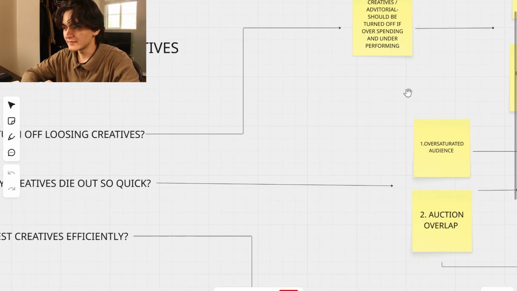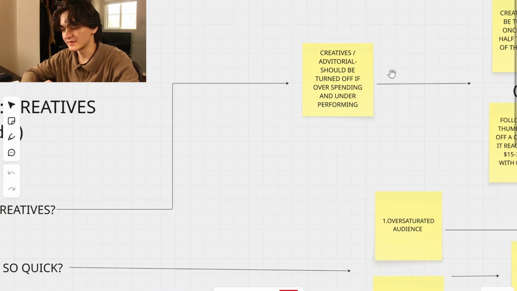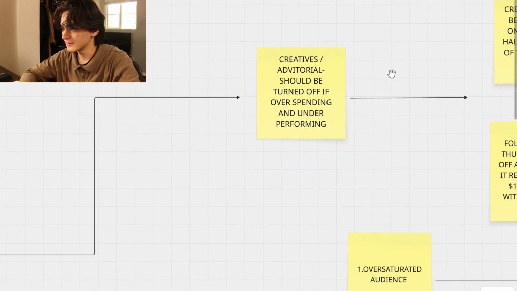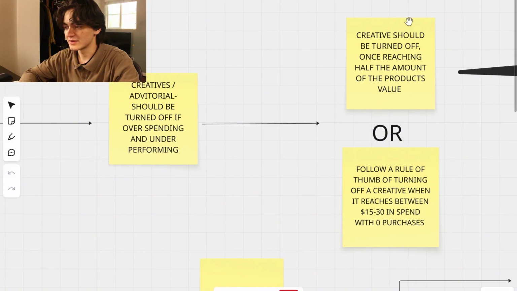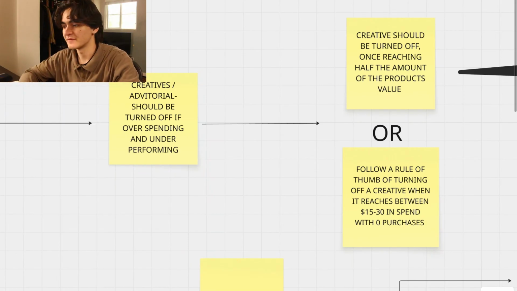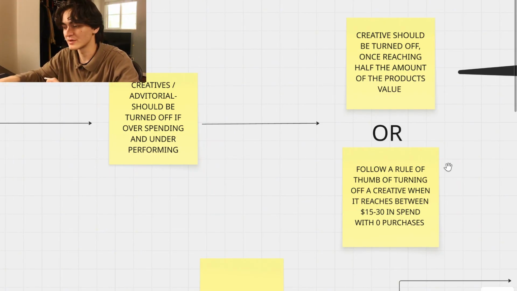So, when to turn off losing creatives. Your creatives should be turned off if they are overspending and underperforming, meaning you're spending too much money and you're not getting enough. Now, what does that look like? Your creative should be turned off once reaching half the amount of the product's value. For example, $60 hoodie, $30 ad spend, no purchases, turn it off. Or you can follow a rule of thumb, which is when it reaches between $15 to $30 in spend with zero purchases.